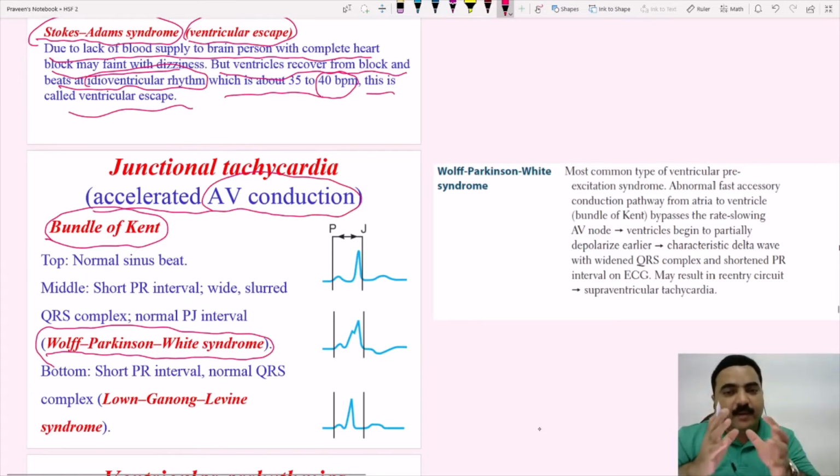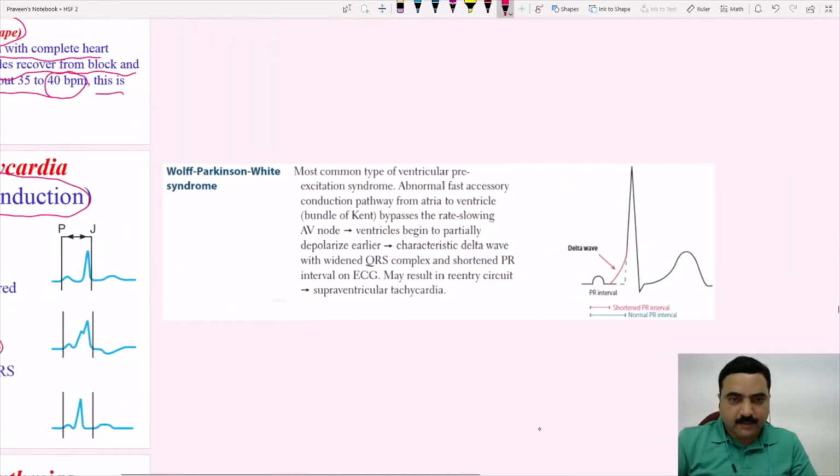The AV node has the ability to hold the action potential and allow the atrium to finish the contraction, and then the impulses will go down to the ventricle. But now this delay is not being maintained, because you have an additional bundle that is called the bundle of Kent. So let's see what is happening in Wolff Parkinson White syndrome.